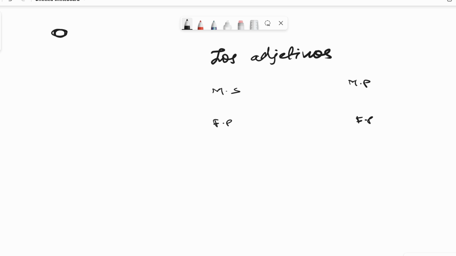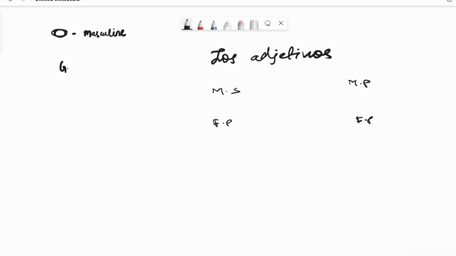Most of the adjectives that end in O are masculine, just like most of the nouns that end in O, most of the professions that end in O are masculine, same way. Most of the adjectives that end in O are masculine. Did I say feminine? I'm sorry. Most of the adjectives that end in O are masculine.